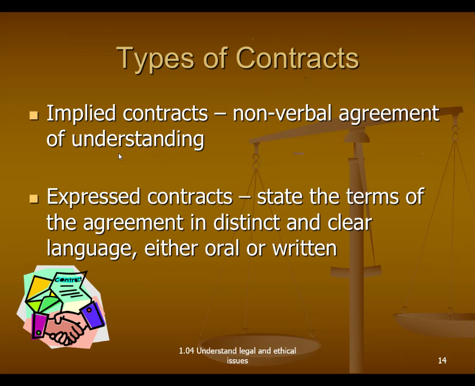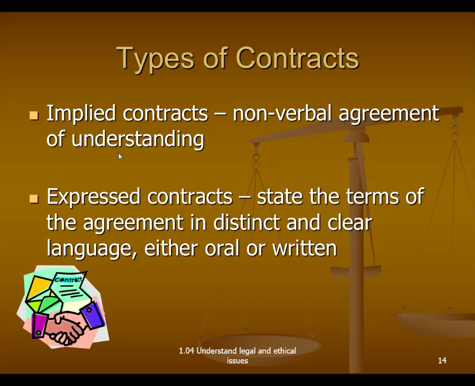Types of contracts. So there's implied contracts, and those are nonverbal agreements of understanding. An implied contract, a nonverbal agreement of understanding, would be that we have like a memorandum of understanding. It would be that we agree to provide services for each other. We agree to work together. That would be an implied contract.